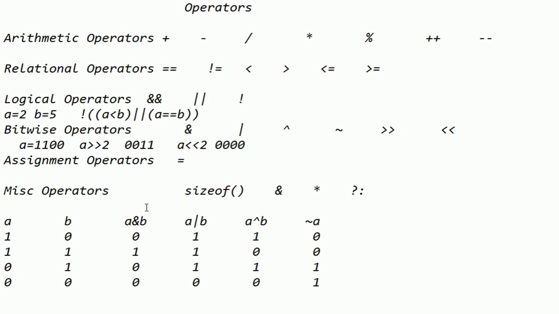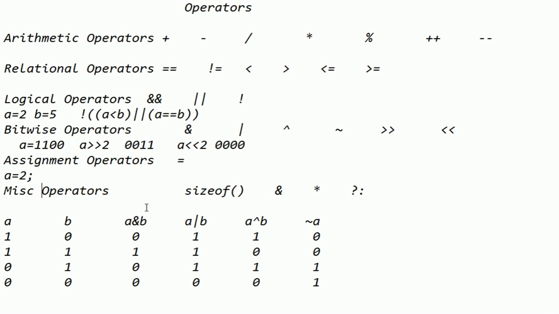Next we come to assignment operators. C has only one assignment operator, that is the equal to sign. If I have to give a value of 2 to the variable a, I have to declare it like this: a = 2. So this 2 gets copied to the address of a. So that's it about assignment operators.